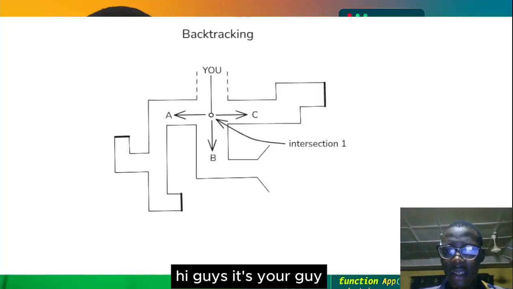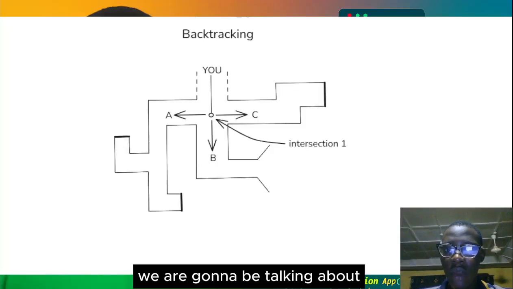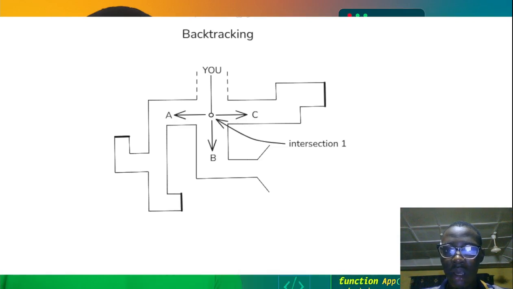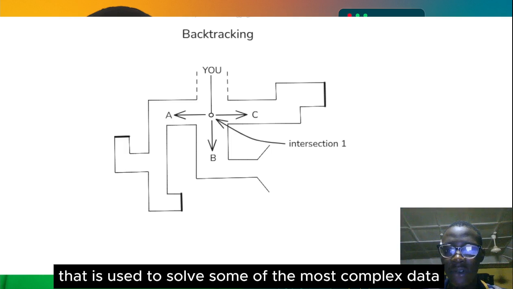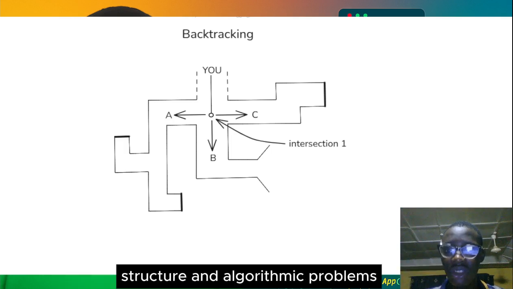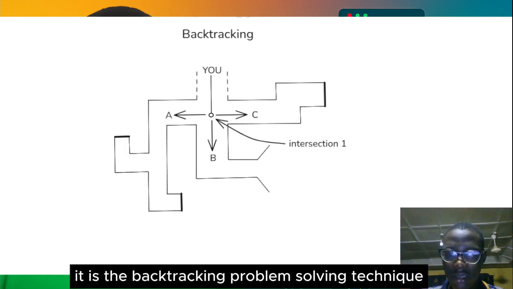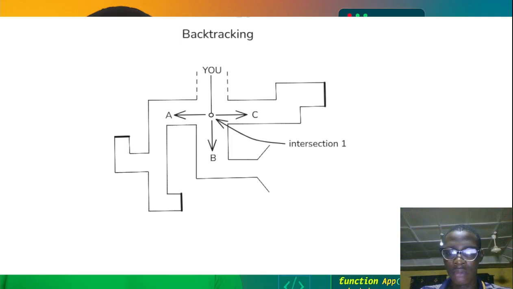Hi guys, it's your guy Olumide, and today we are going to be talking about a crucial problem solving technique that is used to solve some of the most complex data structure and algorithm problems. It is the backtracking problem solving technique.